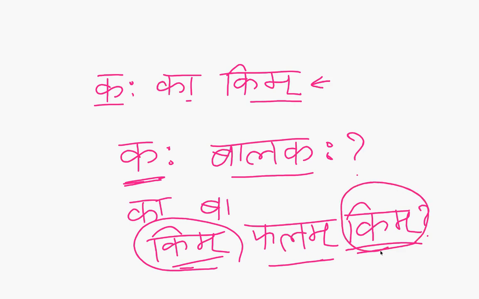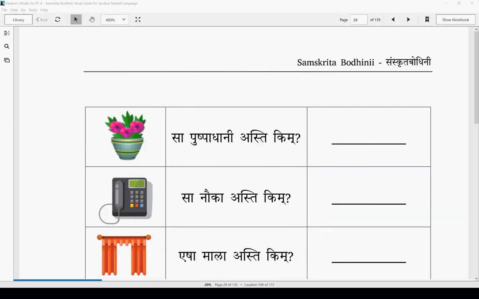So this kim as a question mark can be used with any other word, like saha balaka asti kim, saha balika asti kim. So that word, when used as a question mark, becomes like is it? So that is an avyayam. Whereas here it is kim phalam tat, means which fruit. Here it is different. So keep that distinction in mind.